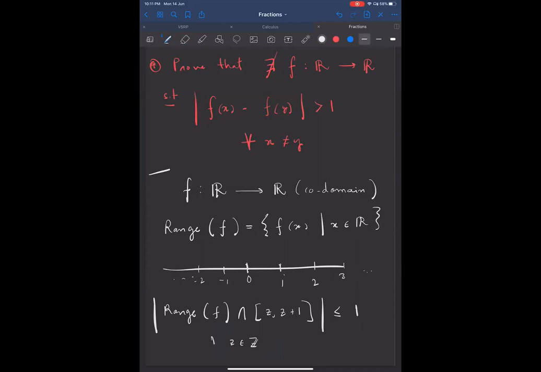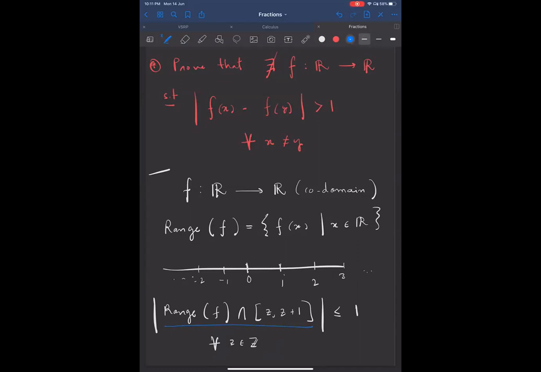Is it clear what I'm trying to say? This is a set. Range of f, that is all the output points of f, intersection with Z to Z plus 1, where this is an interval, the unit length interval in the real line.